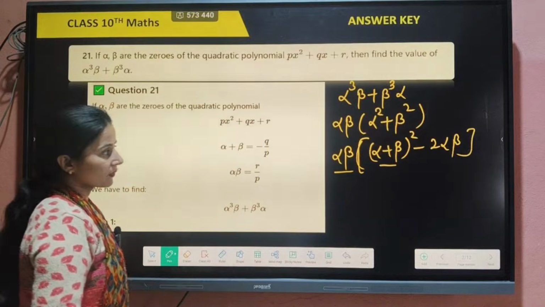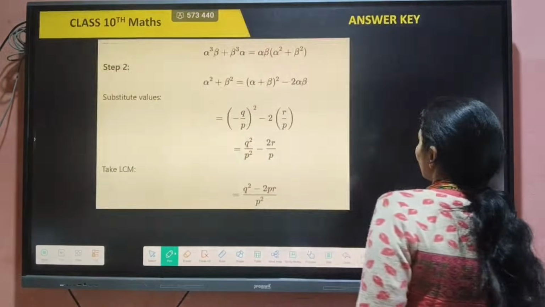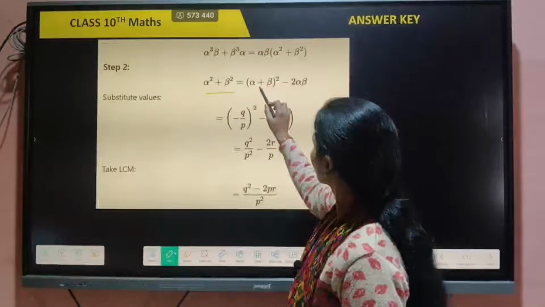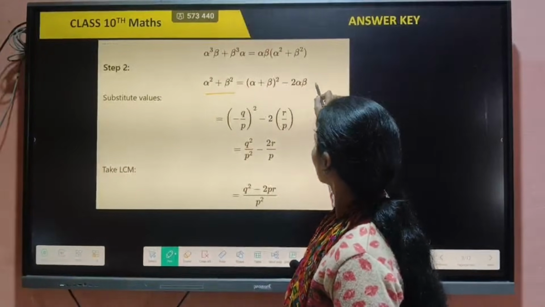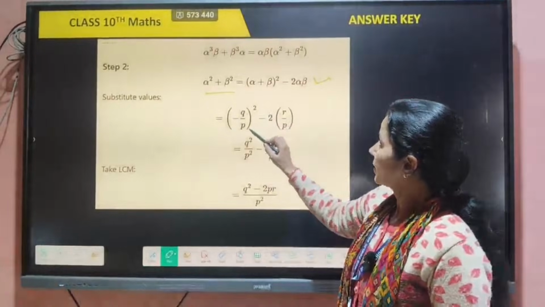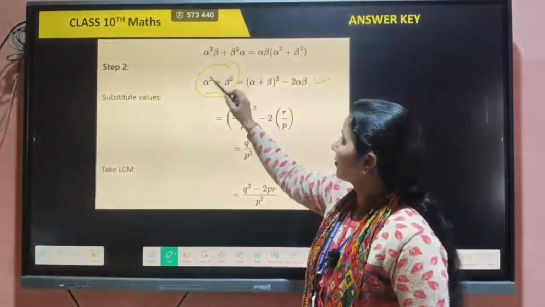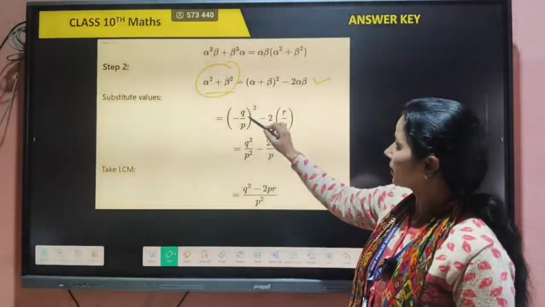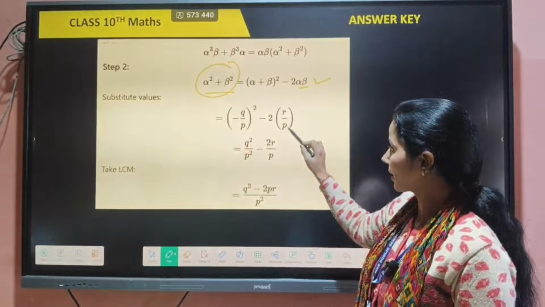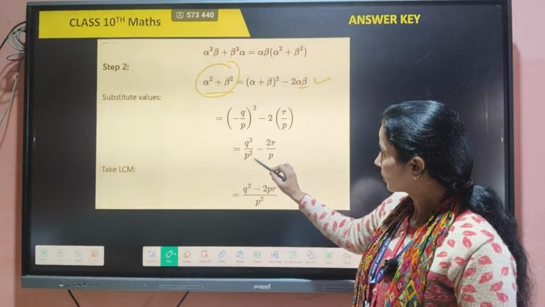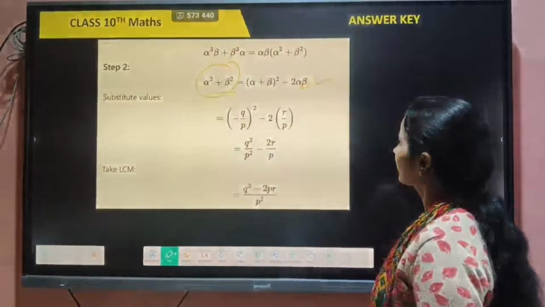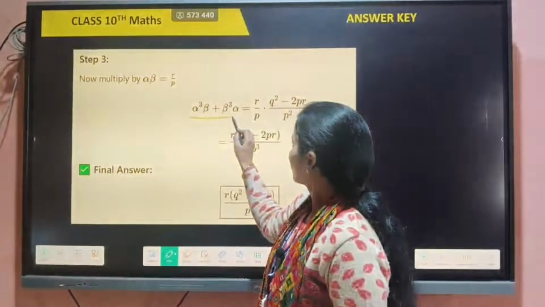Now put this value in alpha square plus beta square, alpha plus beta whole square minus 2 alpha beta, as I told you last. So we just have to put the value. First, we calculate alpha square plus beta square: alpha plus beta is minus q by p, its square, minus 2 into alpha into beta, r by p. So it will be q square by p square minus 2r by p. This is the answer. Next, we have to find out this complete value.